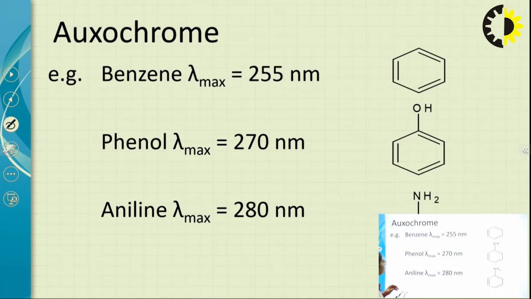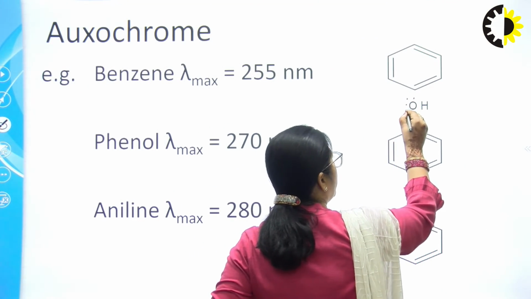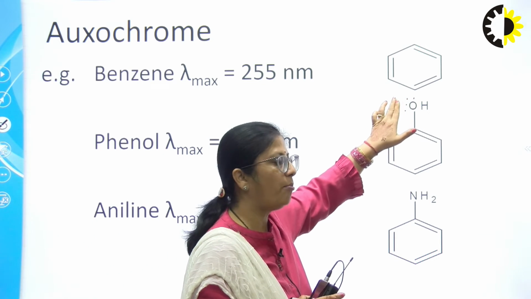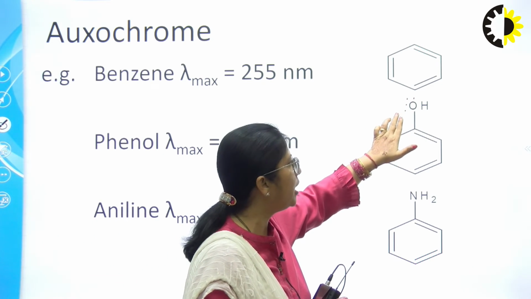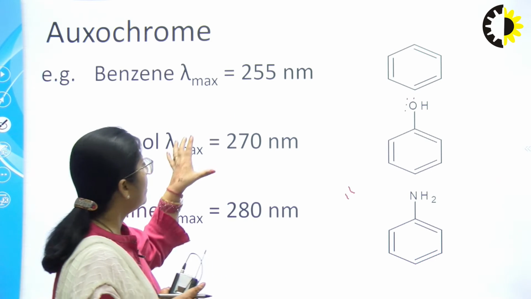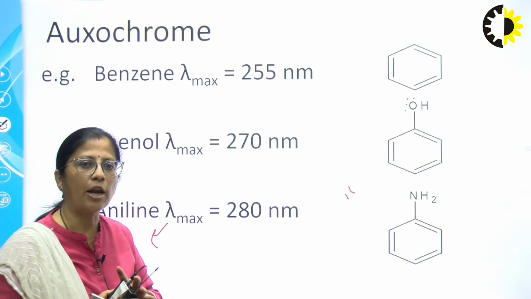Now here you can see benzene, it is acting as a chromophore. I have already discussed, here are the double bonds, and it is showing lambda max at 255 nanometer. In the case of phenol, if I am attaching an OH group to the benzene, the non-bonded electrons which are present on the oxygen are going to get involved in the conjugated system. So the value of lambda max increases from 255 to 270 nanometer.